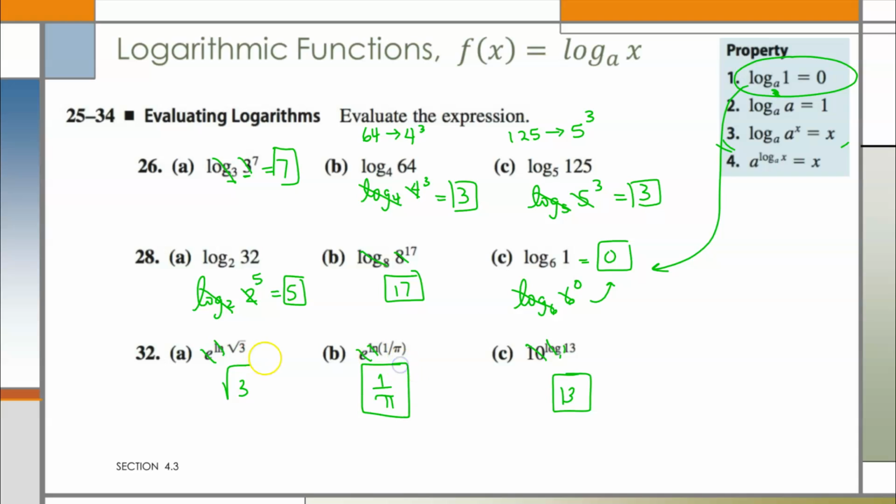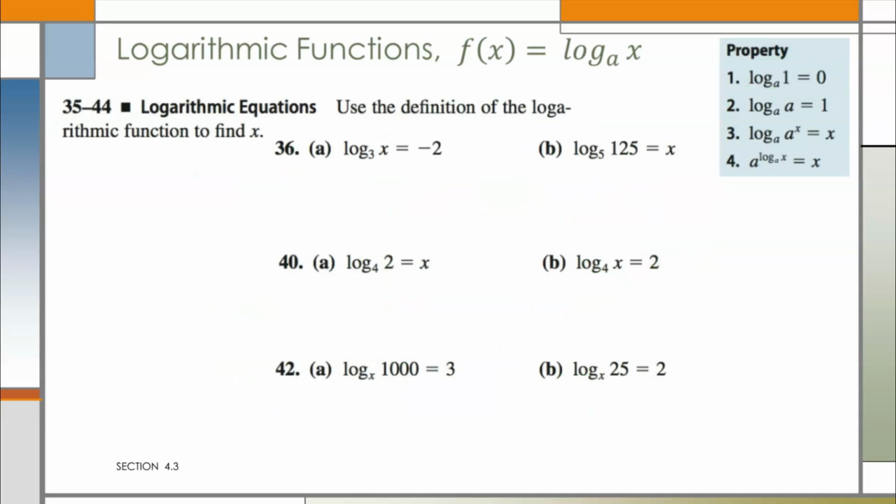The properties help us to easily simplify our expressions. Okay, so use a definition to find x. We're solving for x. Let's think about what these problems do. If I want to solve for x, I want to get rid of log base 3. What undoes a logarithm? An exponential. So we're going to exponentiate base 3 on both sides.